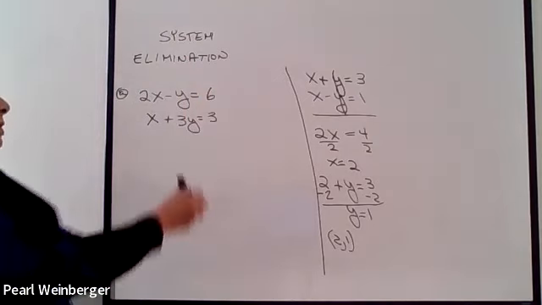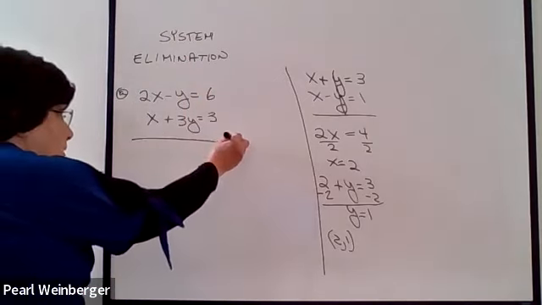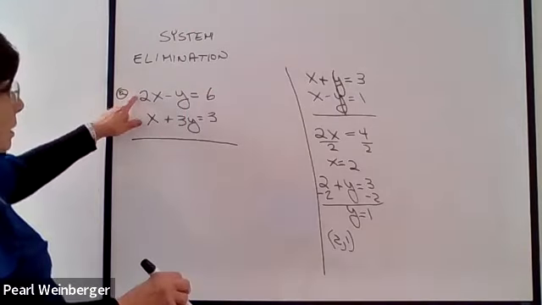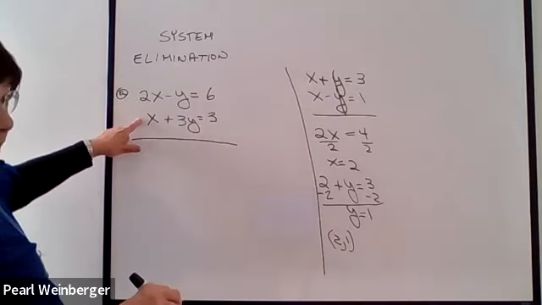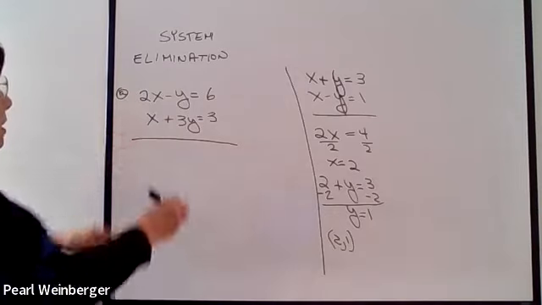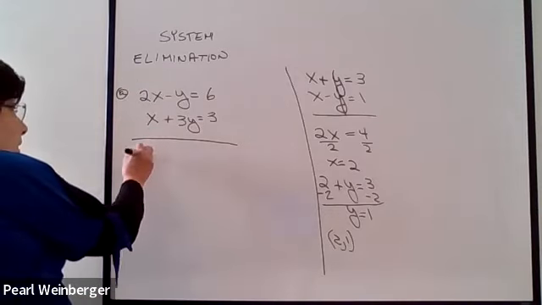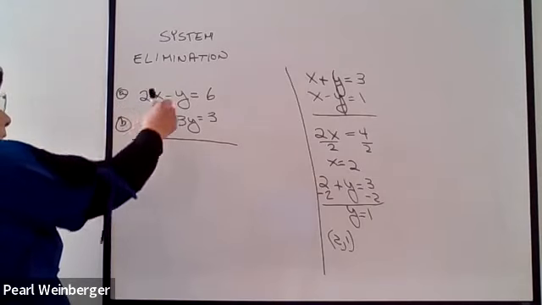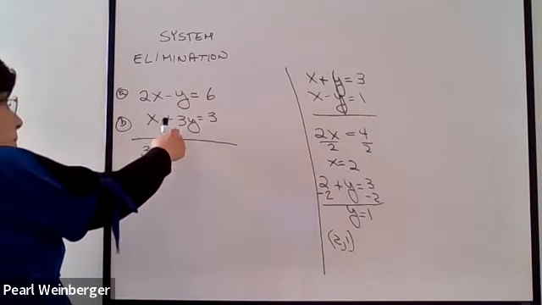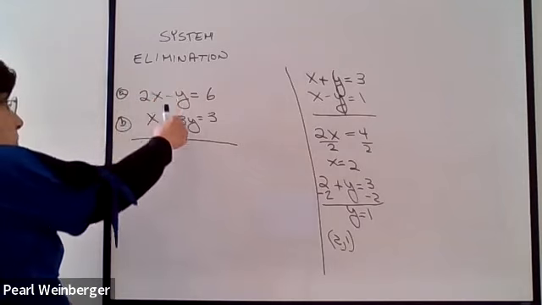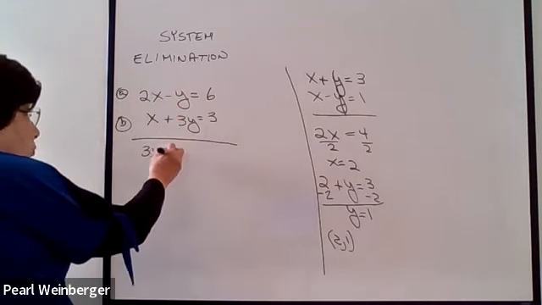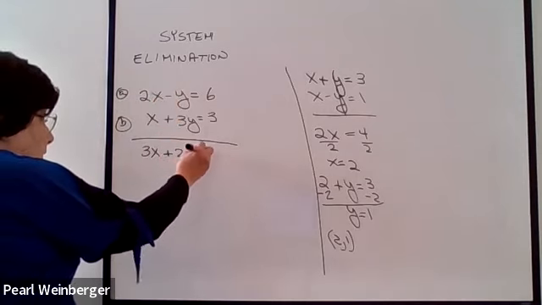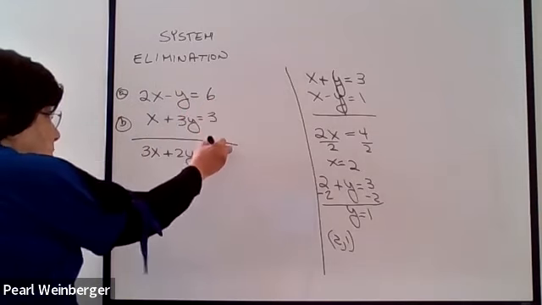So if I do what I did before and I add the equations down, I'll get 2x plus 1x. Remember, x means 1x. And that'll give me 3x. And this will be a negative 1y plus 3y, and negative 1 plus 3 will give me plus 2y equals 6 plus 3, which is 9.